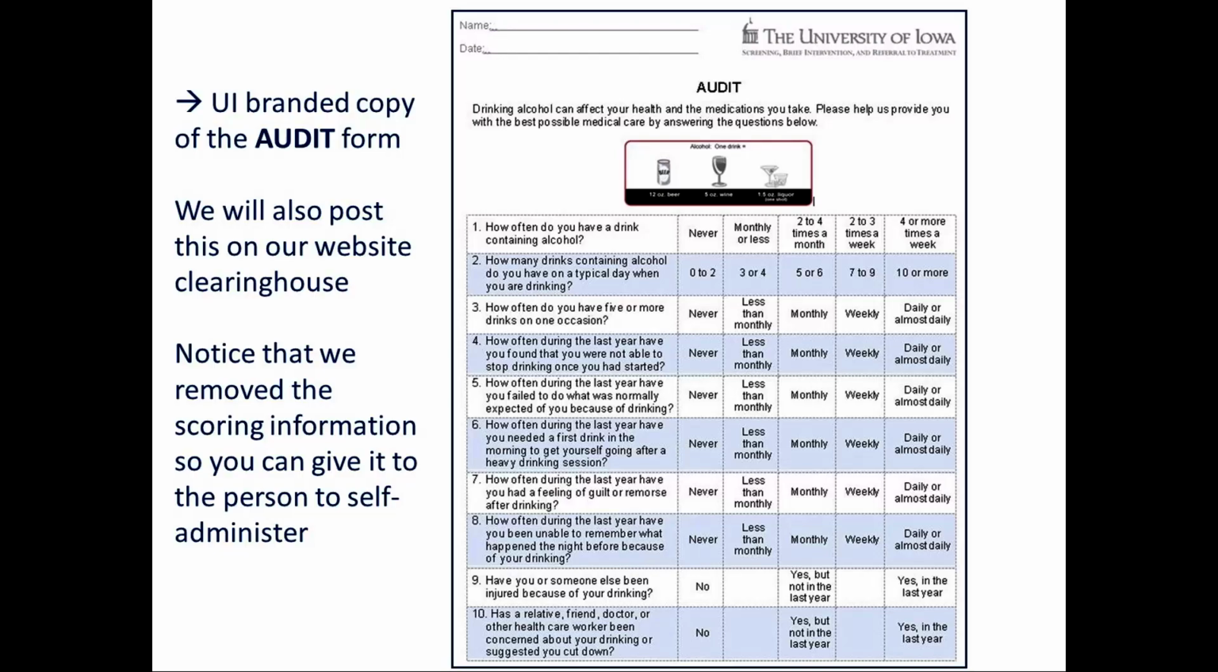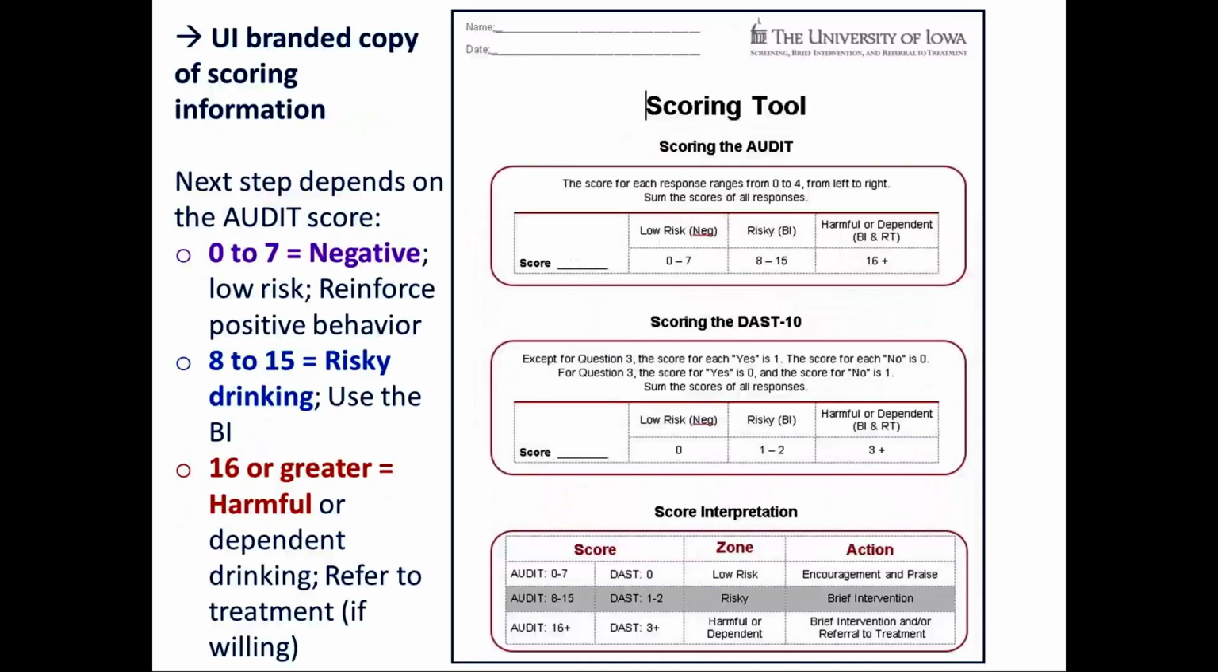Note that the columns are scored from 0 to 4, from left to right. No or never is 0. Less than monthly is 1. Monthly is 2. Weekly is 3. And daily is 4. The column scores are summarized for a total score of 0 to 40. As shown in the screening tool handout, found in the toolkit, the total score for drinking is broken into 3 groups: low risk, risky, and harmful or dependent drinking. We use the score to guide what the next step is, which we'll talk about a little later.